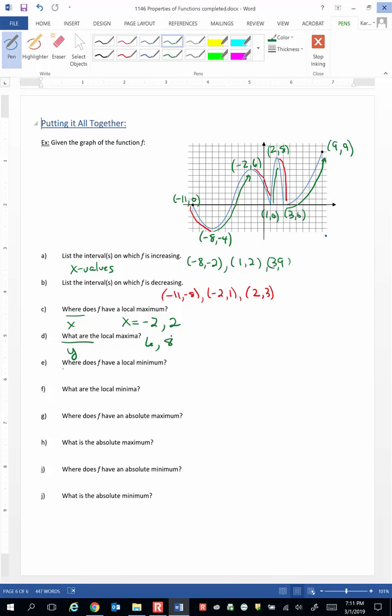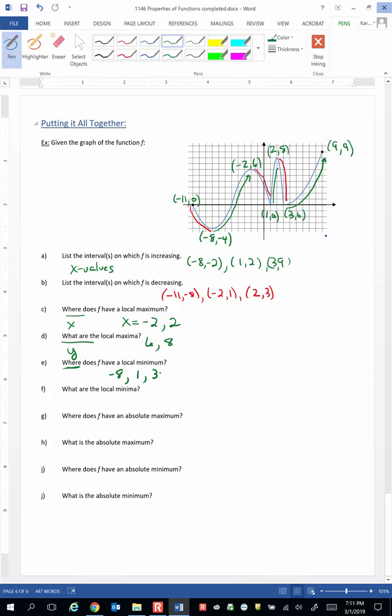Now where, again, we're going back to where, so that means I need to look for x values of local minimums. So I see a couple of local minimums, and they would be at -8, at 1, and at 3. But one of those is actually also an absolute. So -8, 1, and 3.